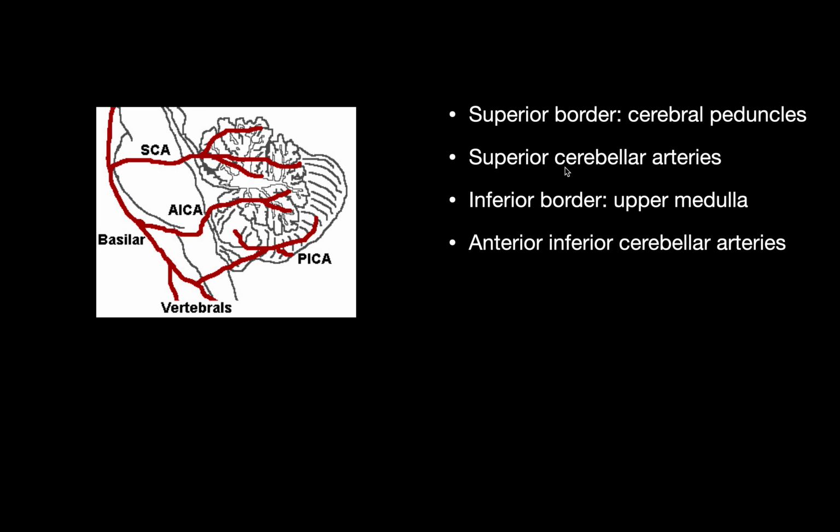The superior border of the pons is going to be the cerebellar peduncles, and then the superior cerebellar arteries. The inferior is going to be the upper medulla, and then the inferior cerebellar arteries. So it's right here. These two are going to supply it, along with some branches of the basilar artery.